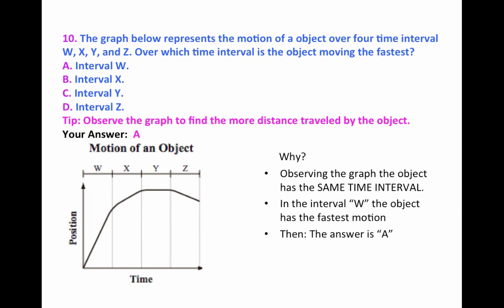My solution is A. The interval is W. Observing the graph, the time intervals are all the same. In interval W, the object has the fastest motion because it covers the longest distance. Then the answer is A.